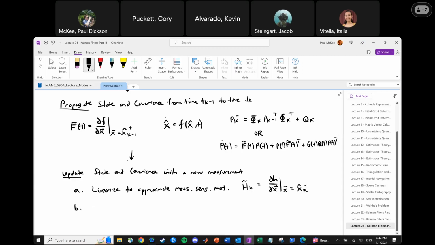Part B is compute the Kalman gain. This is the same as before. So it's P_k minus H_k transpose, times H_k P_k minus H_k transpose plus R_k, inverse.